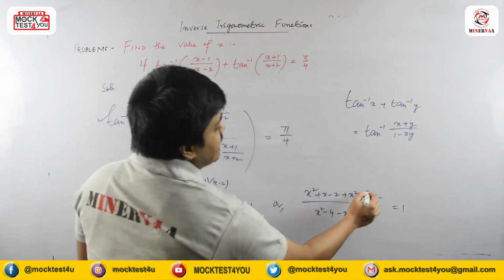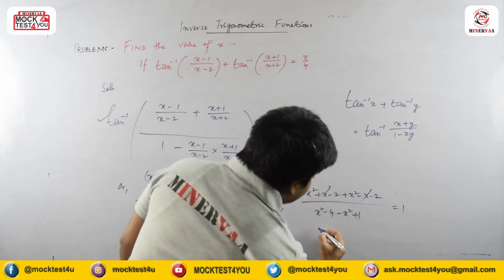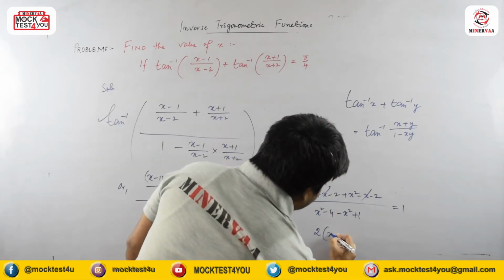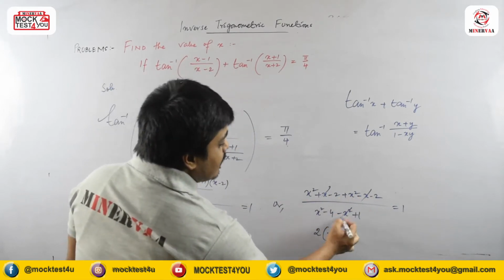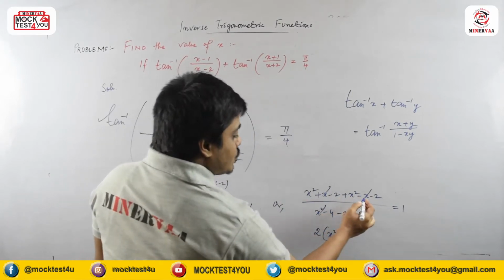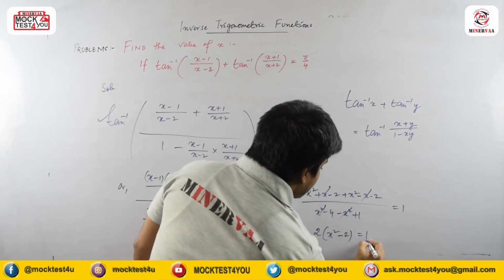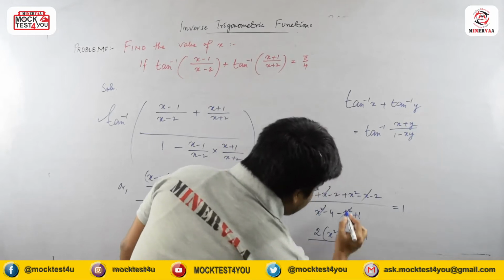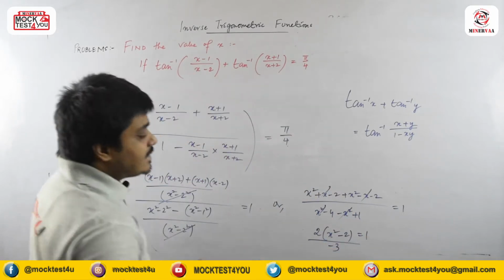Now this minus x and plus x will get cancelled. So minus 2 minus 2. If I take 2 common, we have x square, and this minus x square and x square will go away. So we have in here 2 times (x square minus 2), divided by minus 4 plus 1, that is minus 3, is equal to 1. This is what we have.